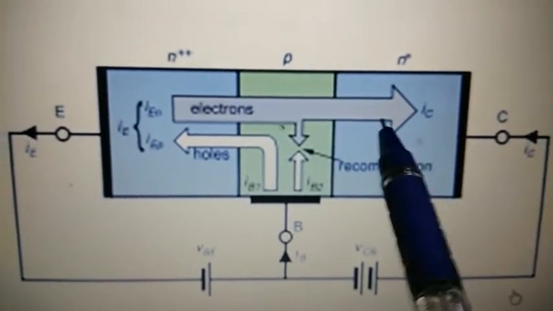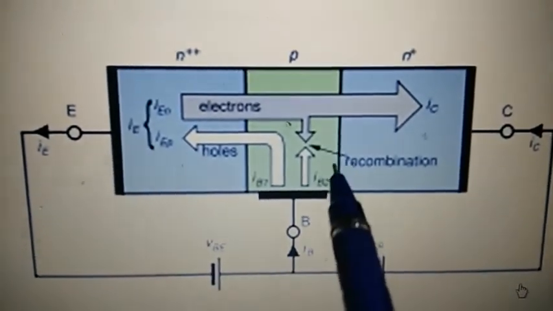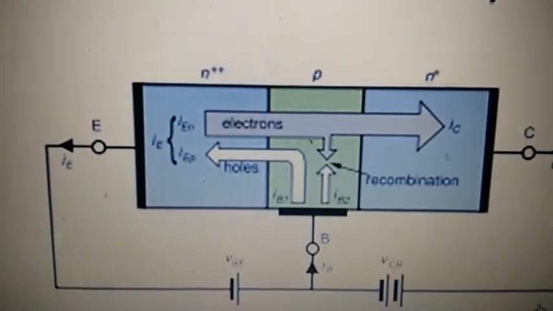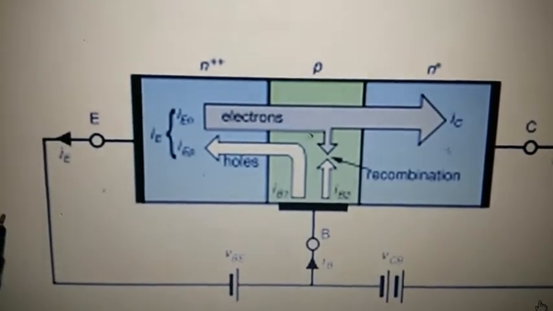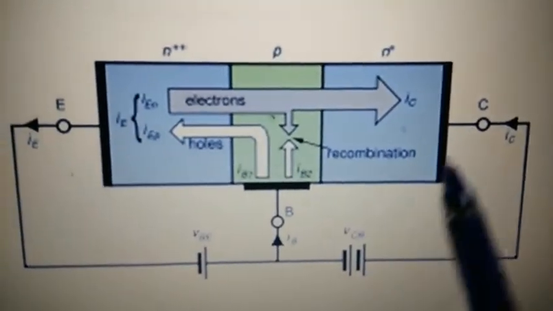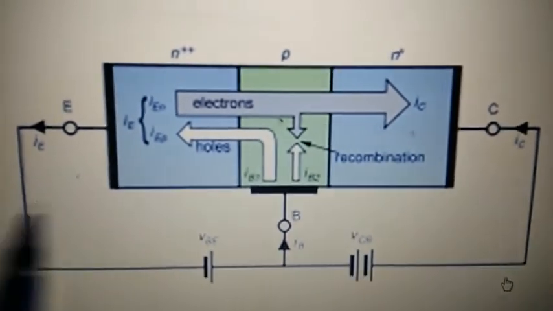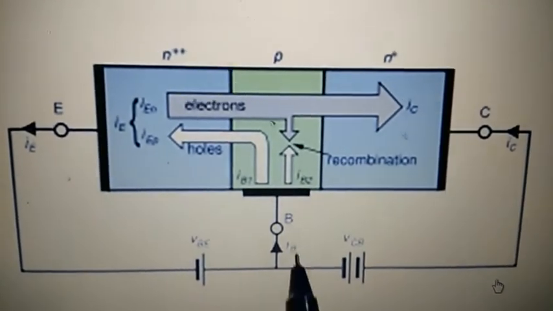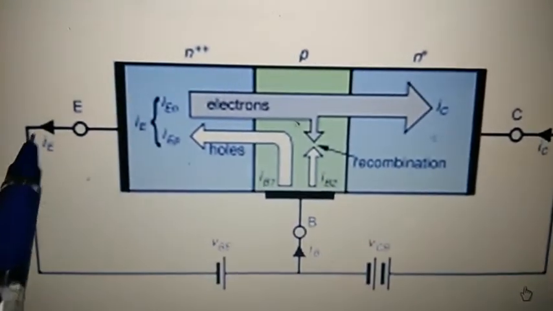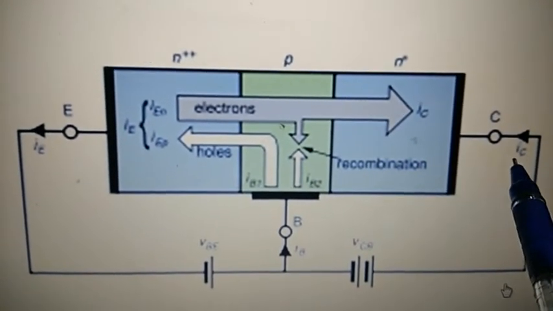So this 98% plus 2% is equal to 100%. IE is always equal to IB plus IC. The direction of current is shown here, IE, and here the direction of collector current. Current flows from collector to emitter side, and from base to emitter side. So this IE will be equal to this IB plus this IC.